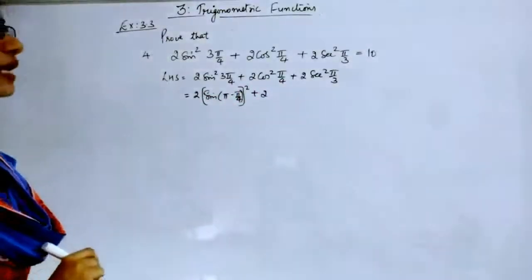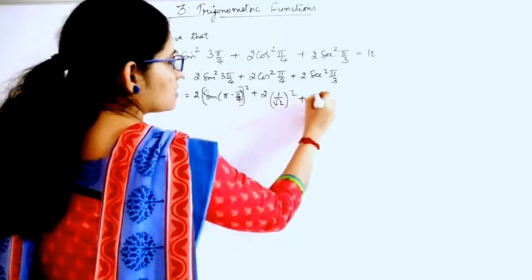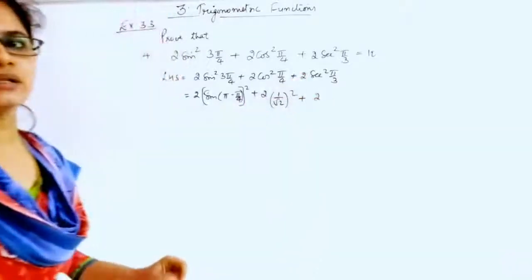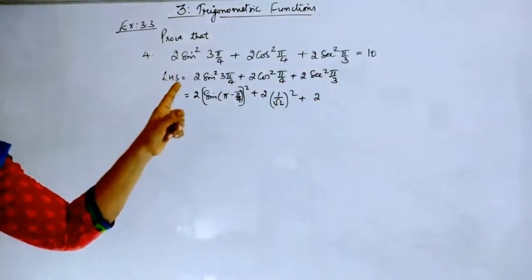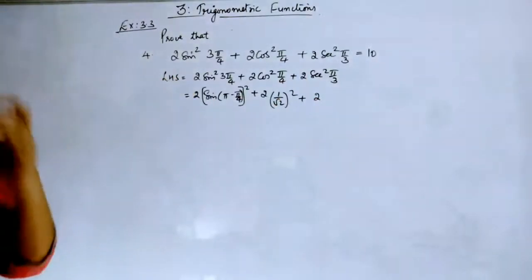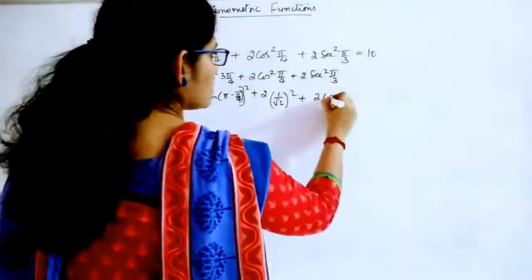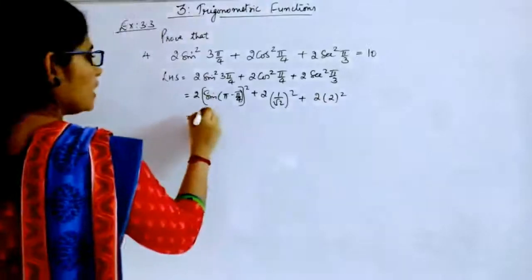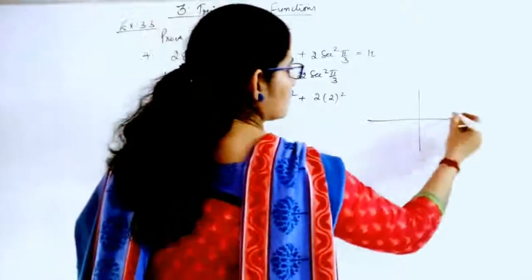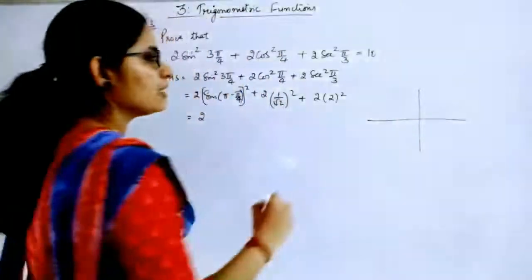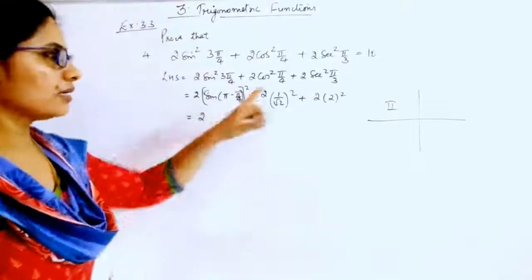So this is sine of pi minus pi by 4 the whole square plus 2 cos square pi by 4. Cos pi by 4 is 1 by root 2. So you will get 1 by root 2 the whole square plus 2 sec square pi by 3. Again for pi by 3 you have the value of cos as 1 by 2. So that you will get sec value as 2. Okay, so this will be 2 into 2 square. Again we will just go for pi minus. Pi minus pi by 4 will give you the angle in the second quadrant.